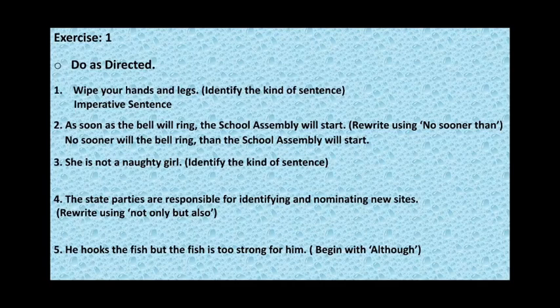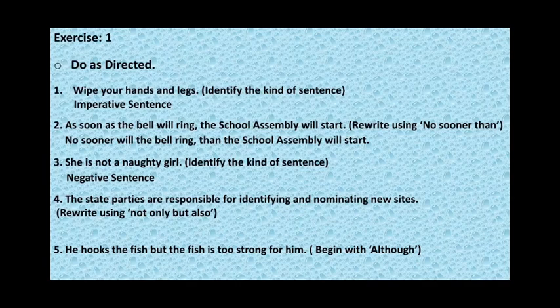Next, she is not a naughty girl. So again we have to identify the kind of sentence. So the sentence is a negative sentence. That is a part of the assertive sentence. Why? Because we have the negative word not.